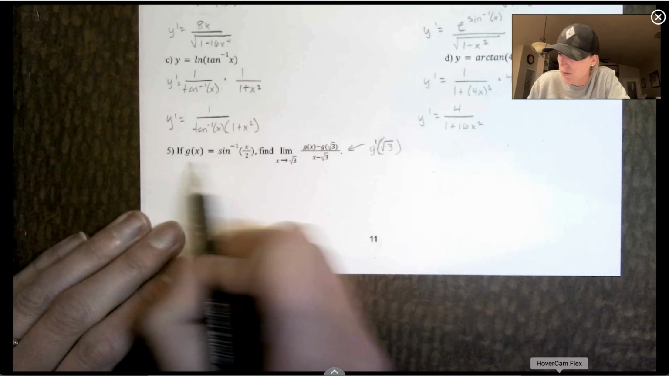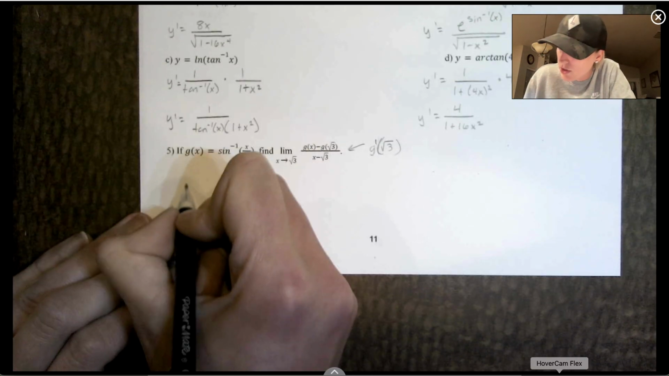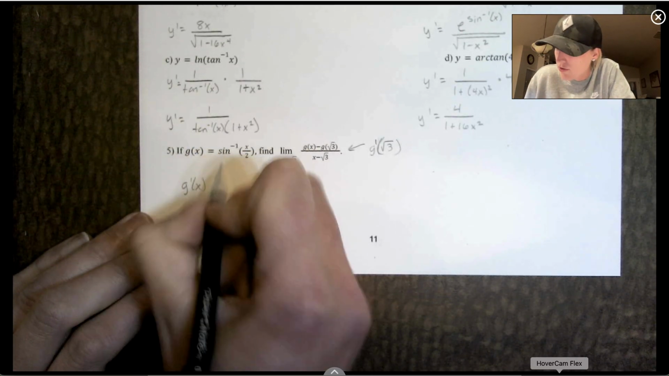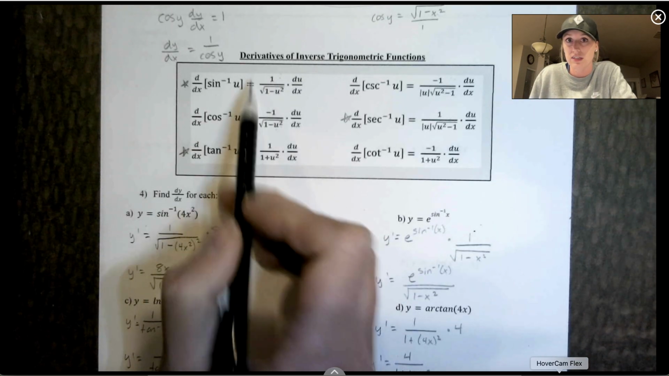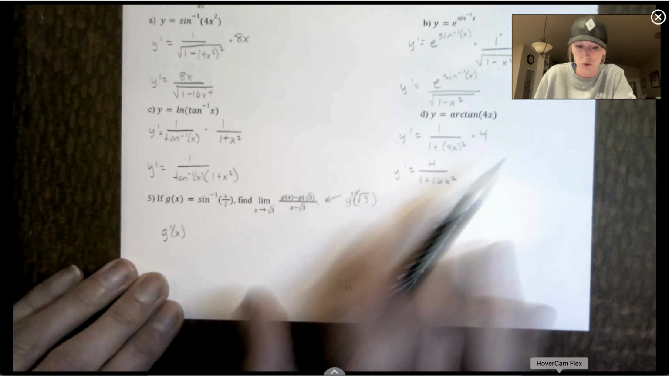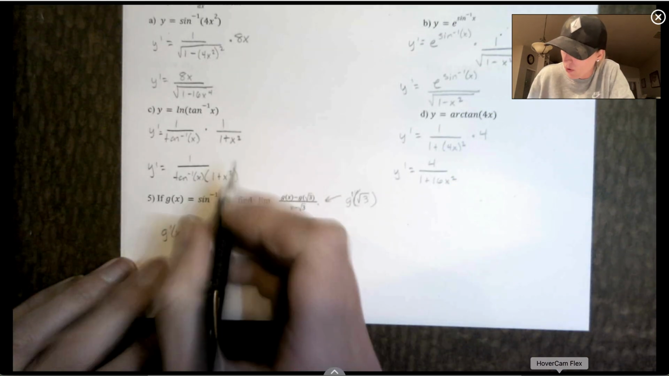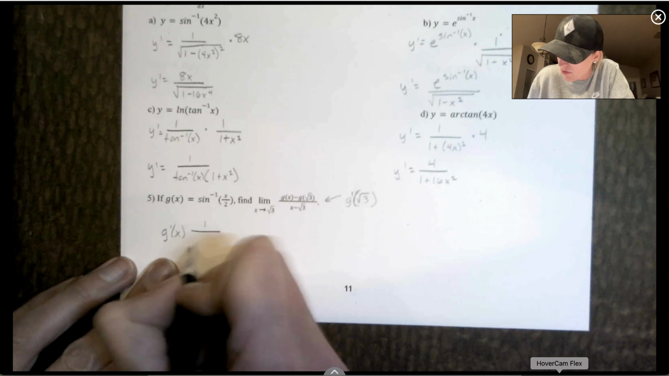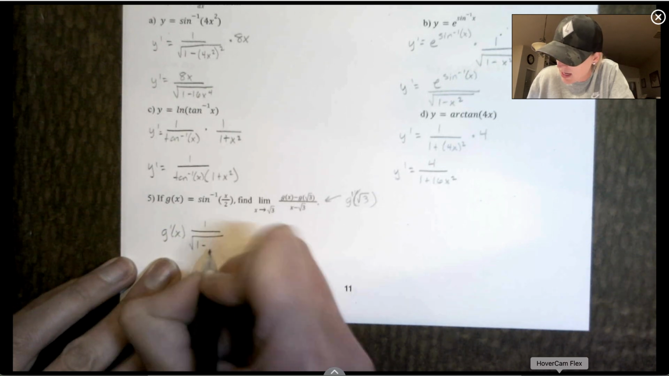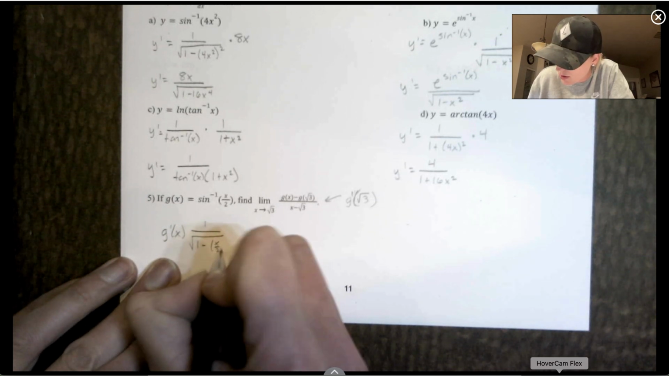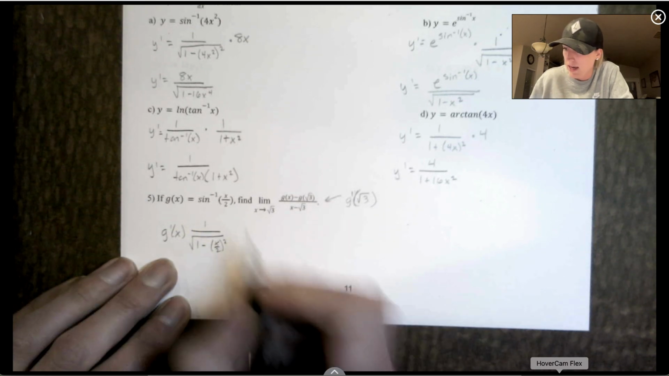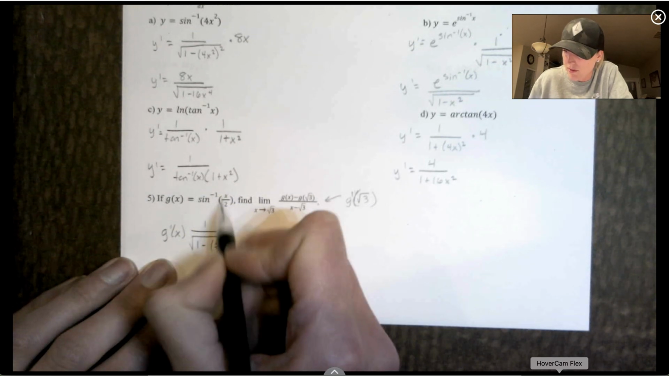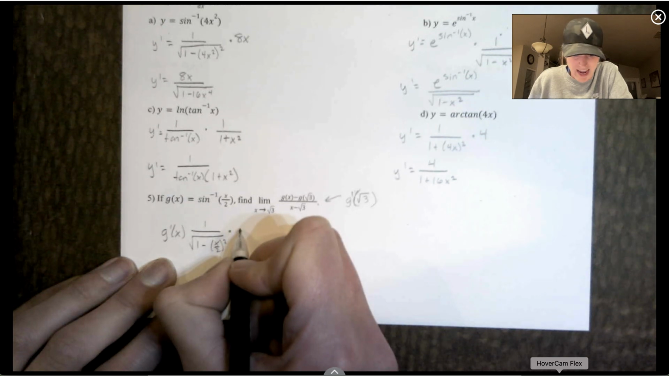So I want to find g prime. Here's my function, so g prime of x. Arc sine, or inverse sine, again, is the one we derived originally. My argument this time is x over 2, or 1/2 x. So I've got 1 over the square root of 1 minus x over 2 squared, times the derivative of the inner function, which is just 1/2.